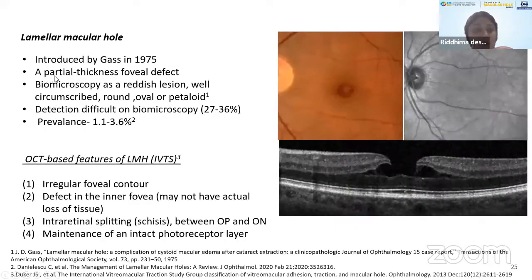Whereas lamellar macular holes are partial thickness foveal defects, which on biomicroscopy appear as reddish lesions which are well circumscribed. Prevalence is 1 to 3.6%. Again, the IVTS has given the definition for a lamellar hole as having an irregular foveal contour, a defect in the inner fovea, an intraretinal split in the retina which has a schisis-like appearance, and maintenance of an intact photoreceptor layer, which is a way of differentiating lamellar holes from full thickness holes.